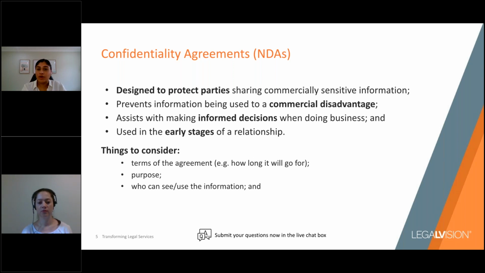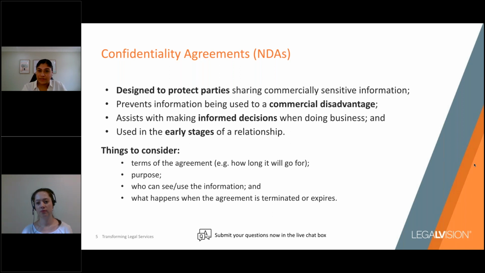And then finally, what happens to the confidential information after the transaction is completed or after the agreement is terminated? Do you want them to return all of that information to you, or do you want them to shred it or destroy it? So have a think about, holistically, what happens to that information at the end of the transaction.